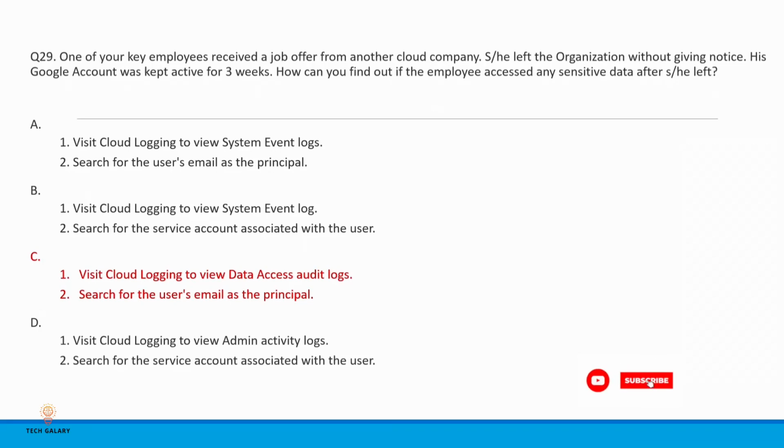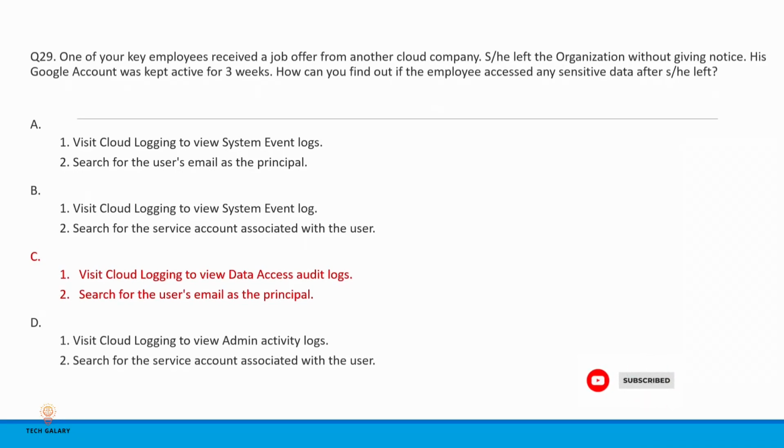Now let's take a look at option D. Visit cloud logging to view admin activity logs. Search for the service account associated with the user. Here, admin activity logs will not provide data access related information. It just provides admin related activity logs. Getting these admin activity logs will be of no use to determine whether that employee has accessed the sensitive data or not. So option D is incorrect.